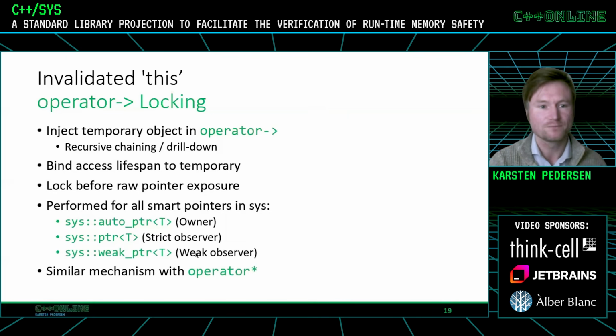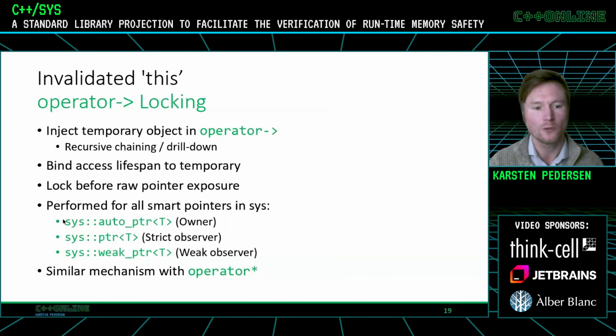Yeah, okay. So how does C++ sys deterministically highlight this issue? It actually injects a temporary object in the dereference operator, and it uses a recursive chaining drill-down technique, which I'll show you in a second. And it basically binds the lifetime of the access to that temporary object.